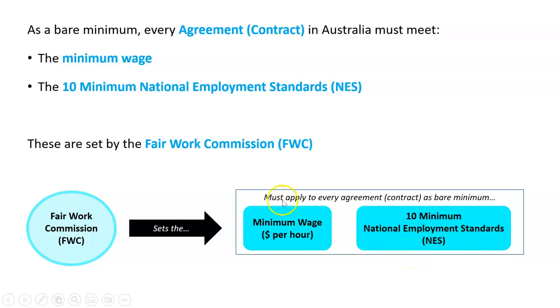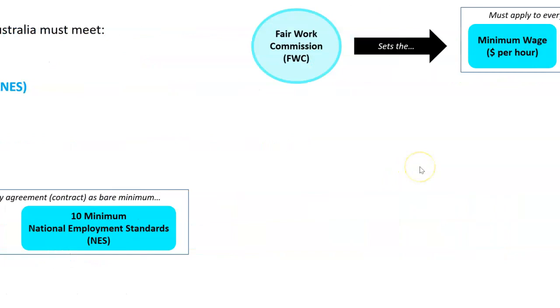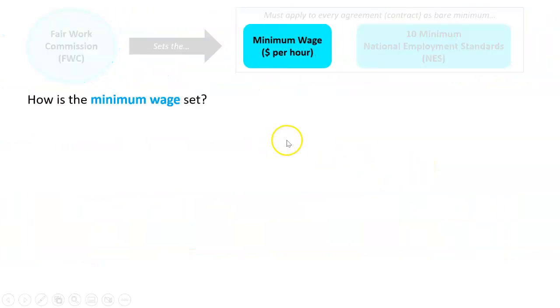And together, these two must apply to every agreement or contract as a bare minimum. Any other agreement must be better than that. And these are what we're going to call a safety net. So how is this actually set? Now, we don't need to know this. This is just some background info.